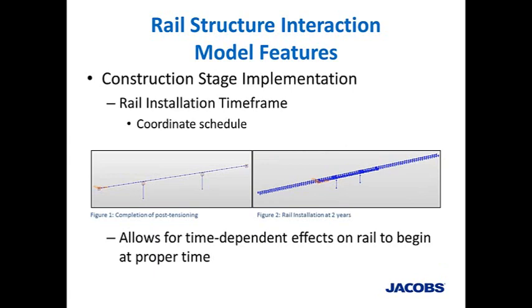This is a couple quick snapshots of how the construction sequence is implemented. So on the left, that would be what the structure is like at completion of post-tensioning. And then for our analysis, we typically varied between looking at 1 year and 2 year after completion of bridge construction for installation of the ballast and the rail. So you can see you just flip quickly between your construction sequences and see how the rail gets installed. And again, that involves coordination with either the owner or contractor to determine what the schedule looks like for the rail install.